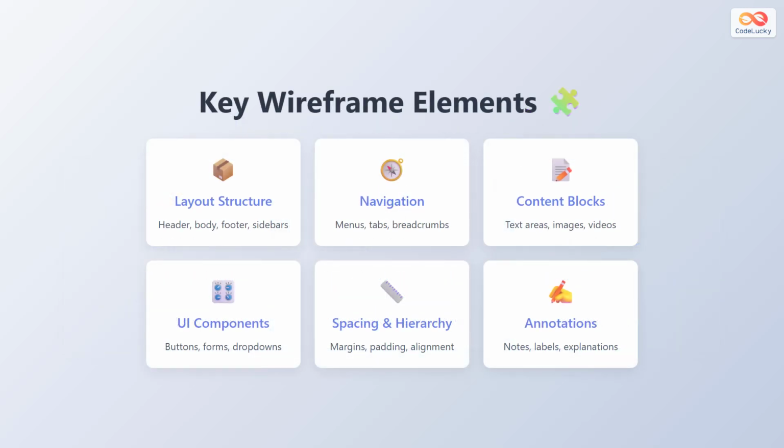Every wireframe should include several key elements. The layout structure defines the major sections like header, body, footer, and sidebars. Navigation includes menus, tabs, and breadcrumbs that help users move through the interface. Content blocks represent text areas, images, and videos. User interface components include buttons, forms, and dropdowns. Spacing and hierarchy establish the visual organization through margins, padding, and alignment. Finally, annotations provide labels and explanations that clarify interactions and functionality for your team.